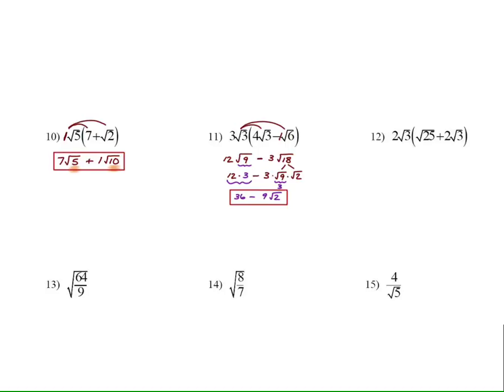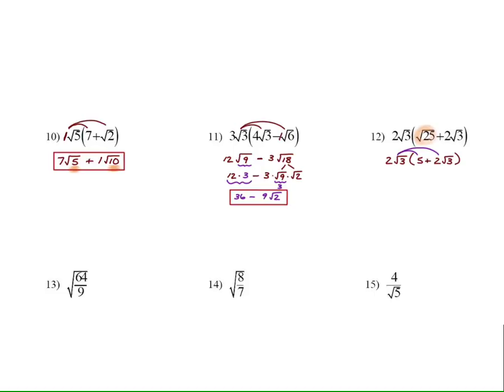For number 12, something very similar. I'm going to distribute that. But first, what I noticed was that root 25 on the inside can actually be called 5. So I have 2 root 3, and I'm going to change that to a 5, because 25 is a perfect square. And now I'm going to distribute.